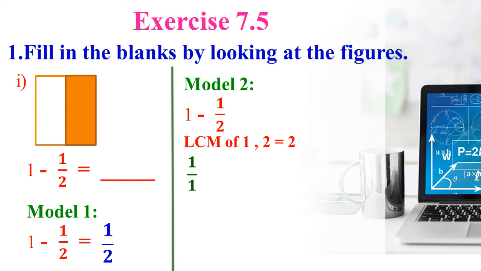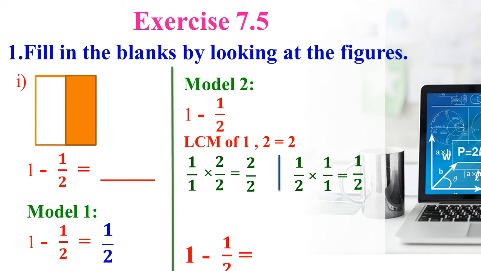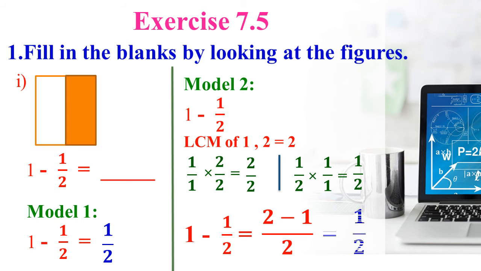So 1 by 1 multiplied with 2, we get 2 by 2. Next, the fraction 1 by 2 multiplied with 1, so we get 1 by 2. Now let us subtract the equivalent fractions. So 1 minus 1 by 2 equal to 2 minus 1 divided by 2. So we get 1 by 2.